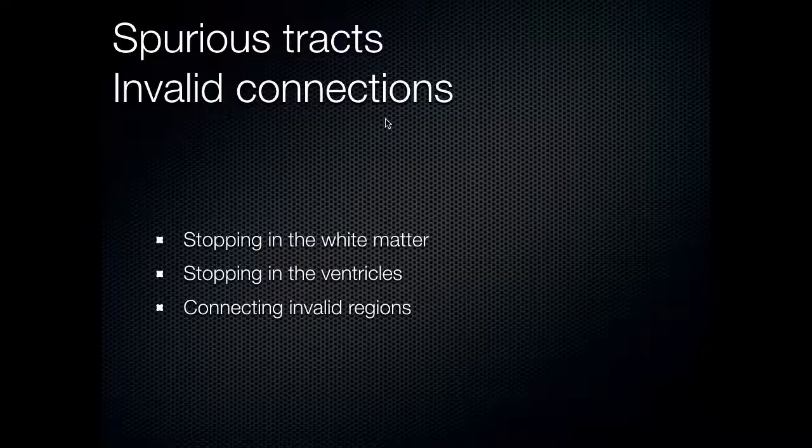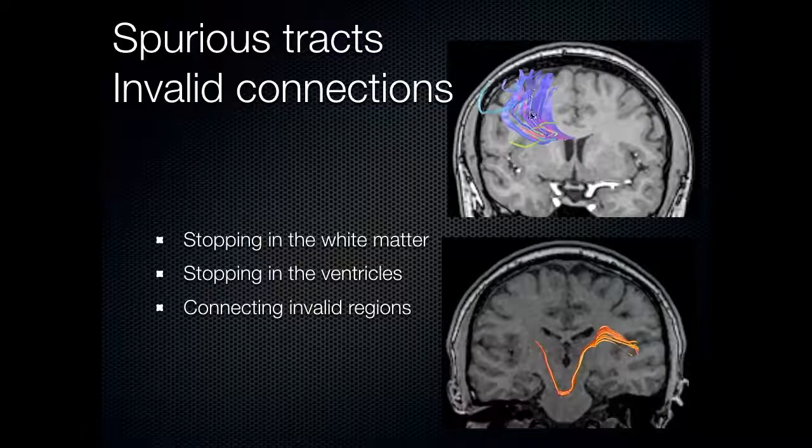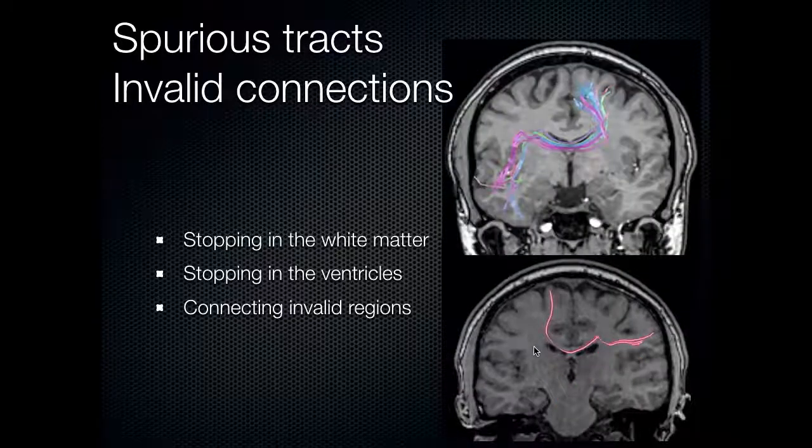What do I mean by invalid connection? I mean tracks, for instance streamlines, that stop right in the ventricles. Yes, there's a deep structure nearby, but you can really see streamlines stopping and ending in the ventricles, or ending right in the middle of the white matter, or connecting regions where we don't really know from atlases or from monkey anatomy if these connections exist or not. And these are the most problematic ones. We don't know, does this streamline, does this bundle exist or not?